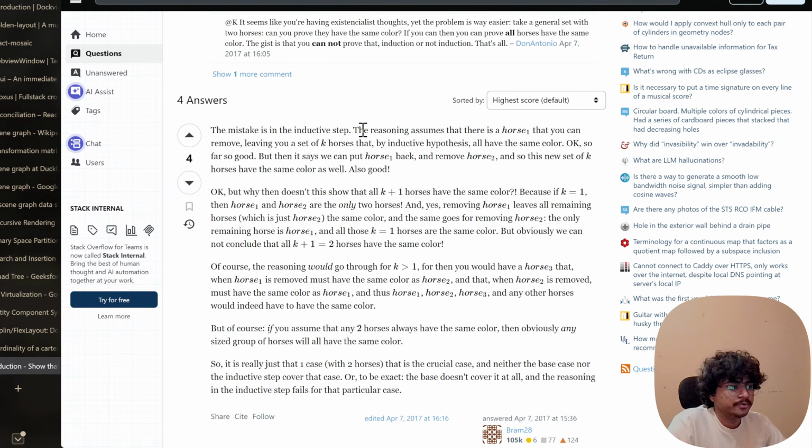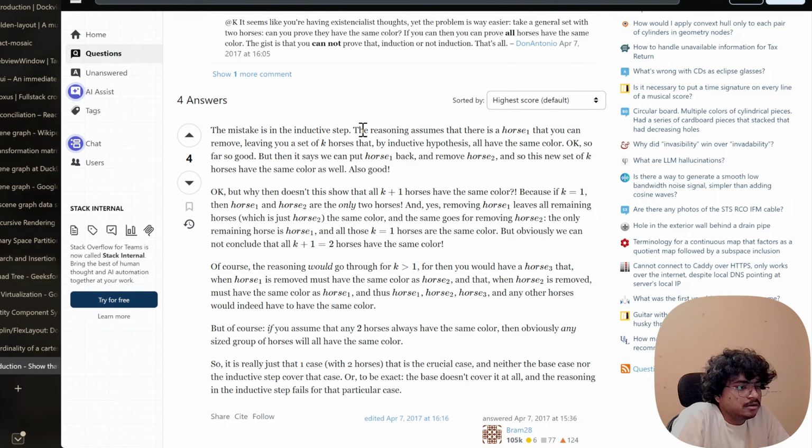Of course, the reasoning would go through for k greater than 1. For then you would have horse 2, horse 3 that when horse 1 is removed must have the same color as horse 2, and that when horse 2 is removed must have the same color as horse 1, and any other horses would indeed have to have the same color. But of course, if you assume that any two horses always have the same color, then obviously any sized group of horses will have the same color.